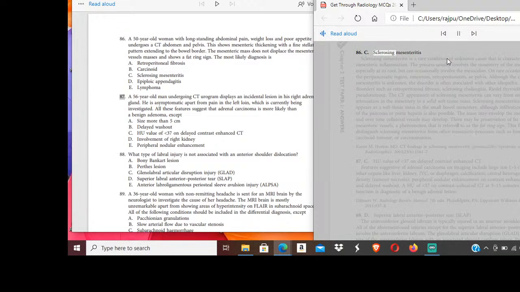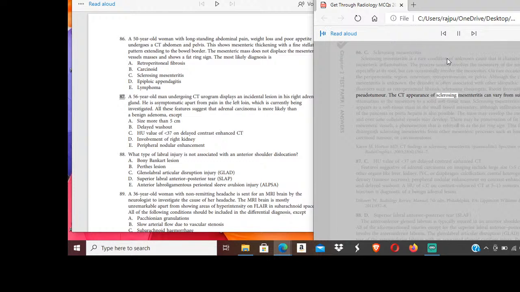86. C. Sclerosing mesenteritis. Sclerosing mesenteritis is a rare condition of unknown cause that is characterized by chronic mesenteric inflammation. The process usually involves the mesentery of the small bowel, especially at its root, but can occasionally involve the mesocolon. On rare occasions it may involve the peripancreatic region, omentum, retroperitoneum, or pelvis. Although the cause is unknown, the disorder is often associated with other idiopathic inflammatory disorders such as retroperitoneal fibrosis, sclerosing cholangitis, Riedel thyroiditis, and orbital pseudotumor.